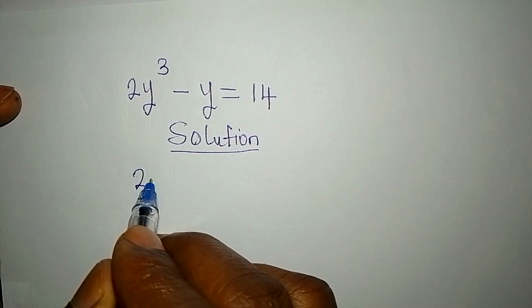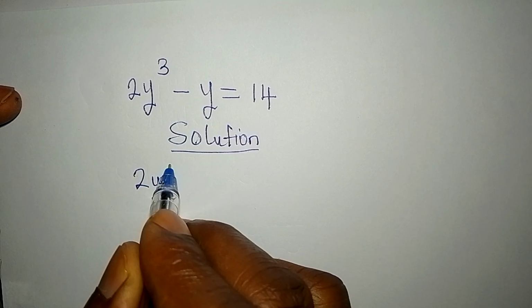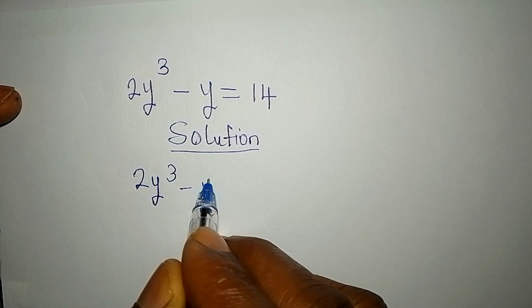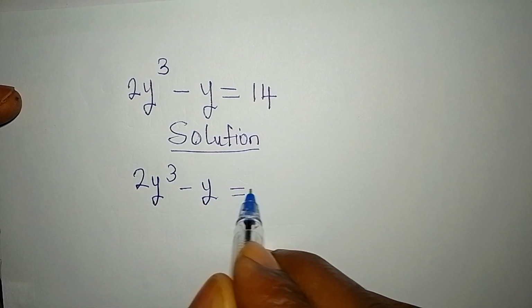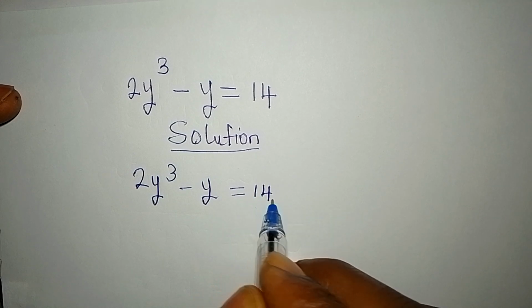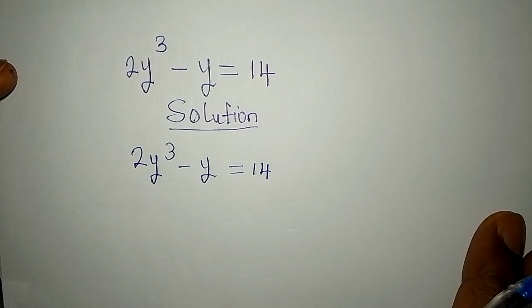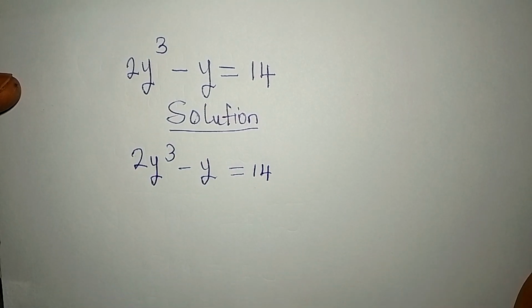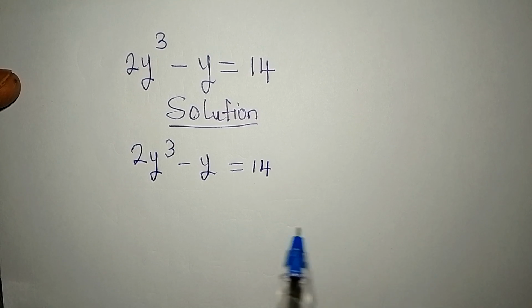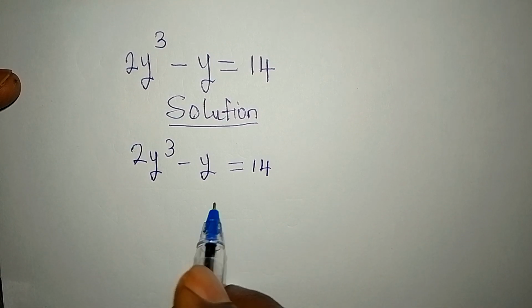Here we have 2y to the power of 3 minus y equals 14. Now there is something I would like to show in this work, although it is not correct, but so many students would have done that.